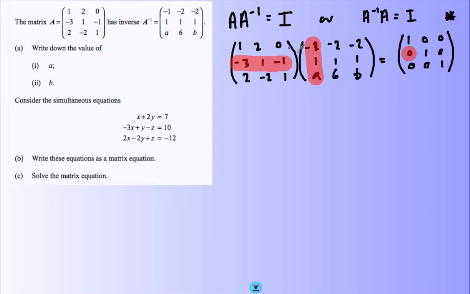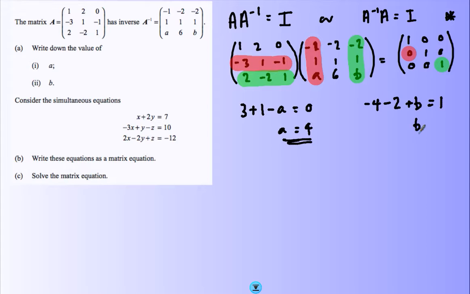Let me work that through. So minus 3 minus 1, I've got 3, plus 1 minus A will give me the answer 0. It's looking very much like A is 4. Let me choose another appropriate one. If I take that one, for example, onto that column, I'll get that answer. If I work that through, minus 4 minus 2 plus the B is 1, that's good enough. That's going to tell me that B is 7. So I know A is 4, I know B is 7, and I can move on.